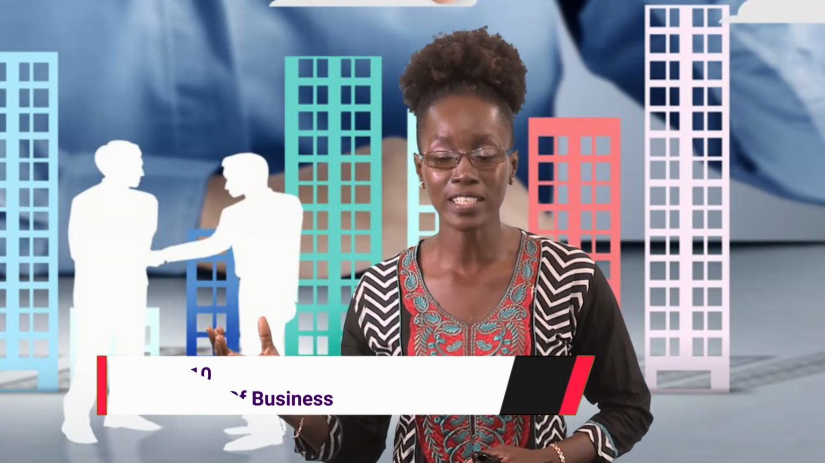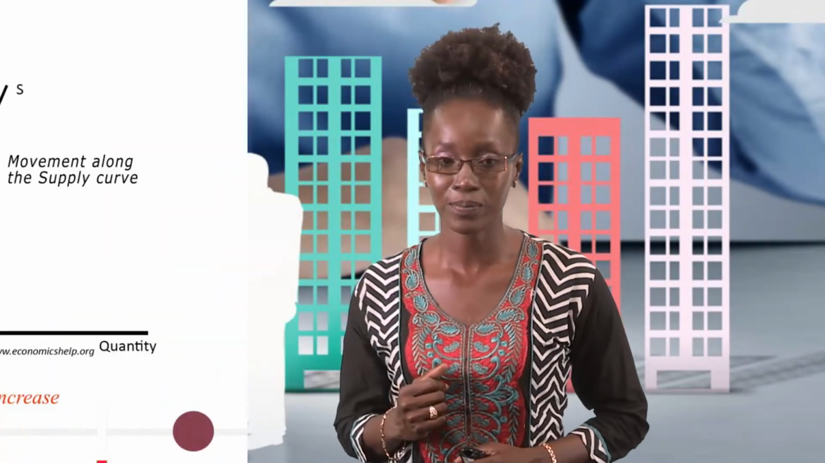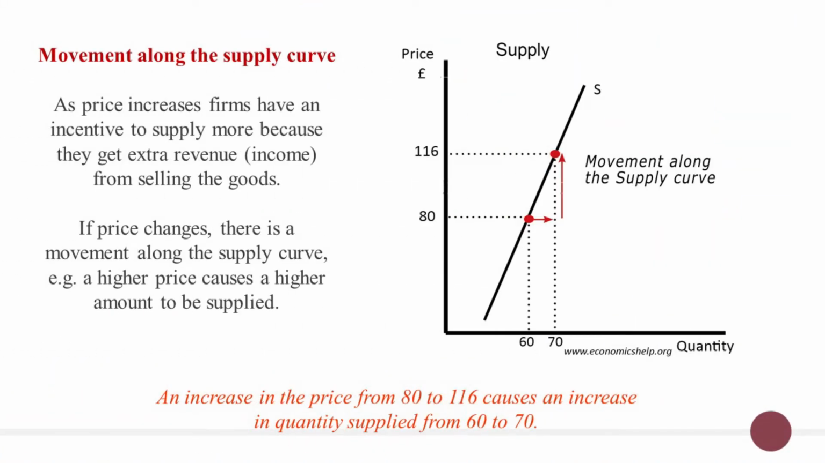Now, let us turn our attention to the chart before us. Movement along the supply curve. Let us analyze this chart. On the lateral plane, we have the quantity supplied. On the vertical plane, we see the price. As price increases, firms have an incentive to supply more because they get extra revenue, that is income, from selling the goods. If price changes, as is seen from $80 to $116, there is a movement along the supply curve.